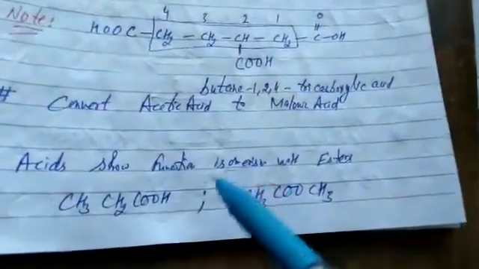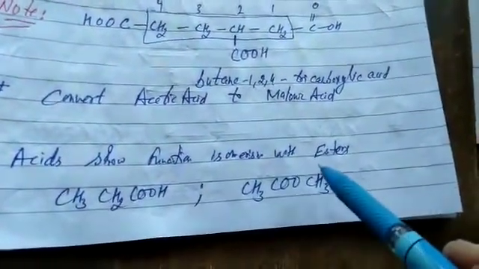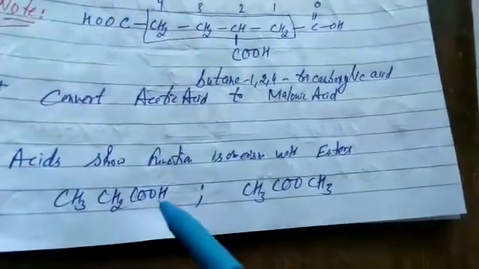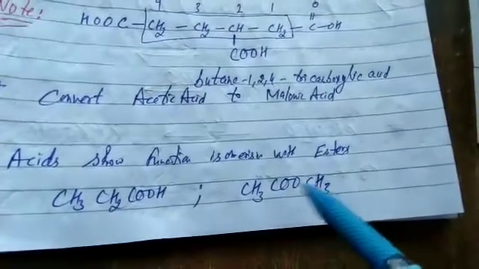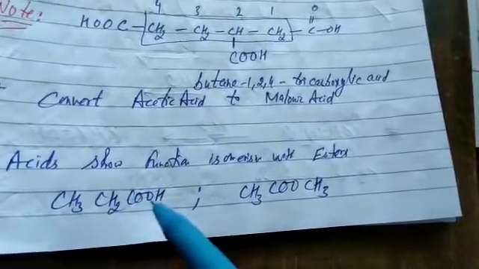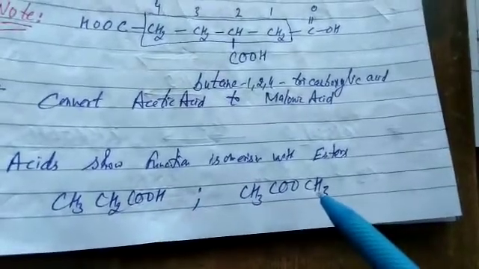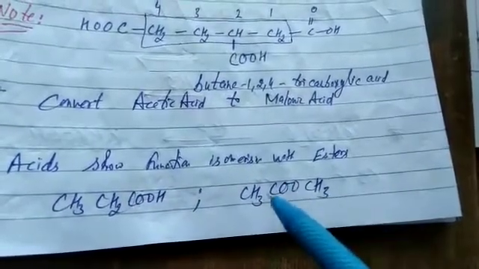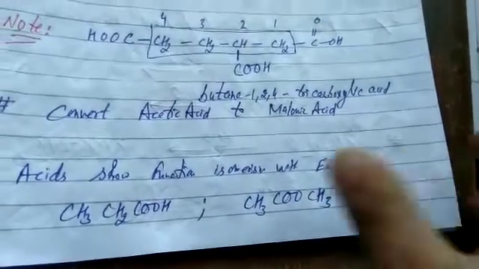Acids show functional isomerism with which compound? Your answer is esters. RCOOH, it is acid. RCOOR, it is ester. Both have identical formula but different functional group. It is propanoic acid and esters. How do we name them? By using the term alkyl alkanoate, that is methyl ethanoate. Nomenclature is a must. You should know nomenclature in organic chemistry at first.